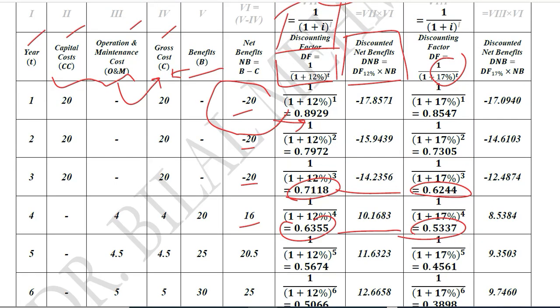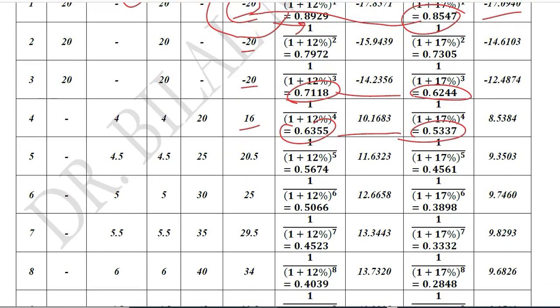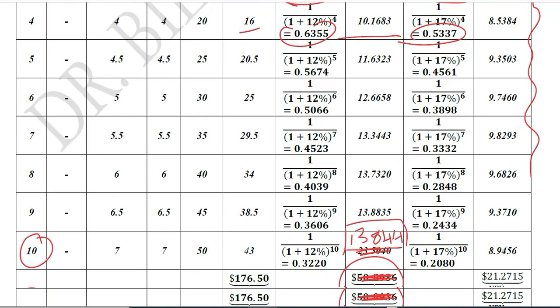Therefore we calculate the discounted net benefits again, and this time net benefits are the same, but the discounting factor is now at 17%. So multiplying this term, that is this first discounting factor, with first net benefits, we will get this value. And the same way we can calculate the remaining discounted net benefits that are calculated at 17% discount rate.